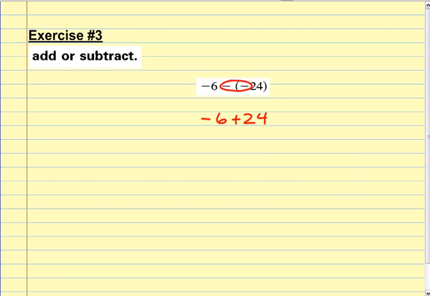Now, what is negative 6 plus 24? What is negative 6 plus 24? Elise? 18. Positive or negative? Positive. Positive 18. Beautiful. 6 negatives, 24 positives. I'm going to be left with 18 positives.